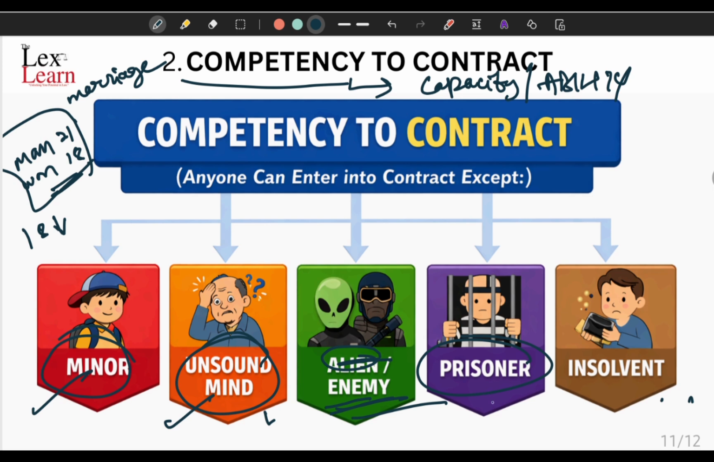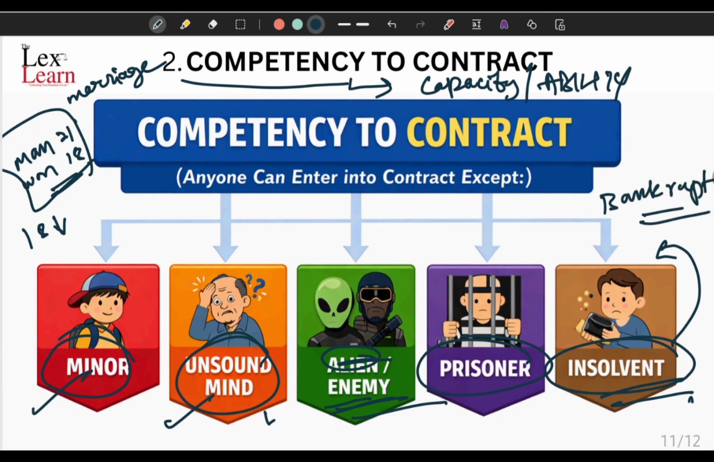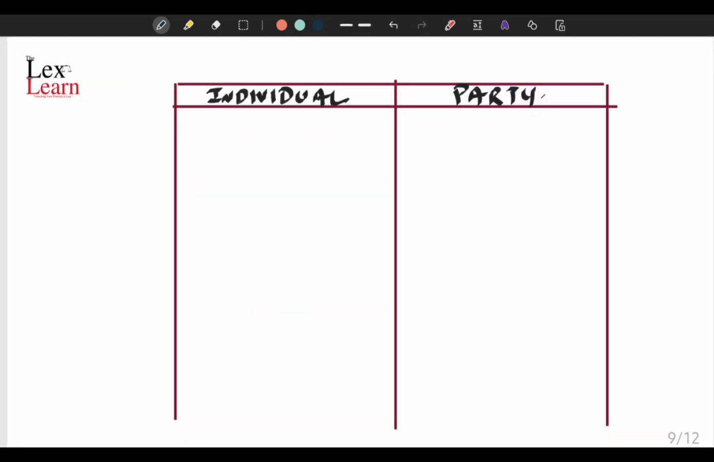So next one, the fourth one, is prisoner. A person who is in jail, a person who is convicted of crime is not eligible, is not competent to enter into a contract. The fifth guy, insolvent. Insolvent in simple terms means bankrupt. One who is declared bankrupt, one who doesn't have any money, one who is declared bankrupt by the government is known as insolvent. He cannot enter into a contract.